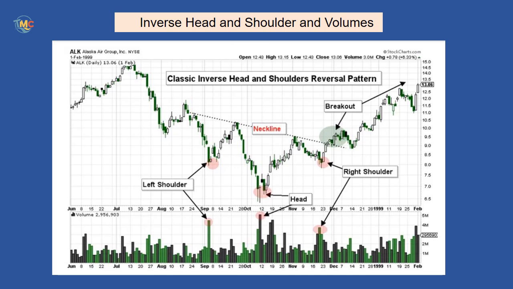The volume patterns significantly enhance this pattern's reliability. Typically, volume is highest during the left shoulder formation, decreases or may increase during the head formation, and is notably lower during the right shoulder, confirming weakening selling pressure. Volume often increases substantially when the price breaks above the neckline, validating the pattern completion and new uptrend.